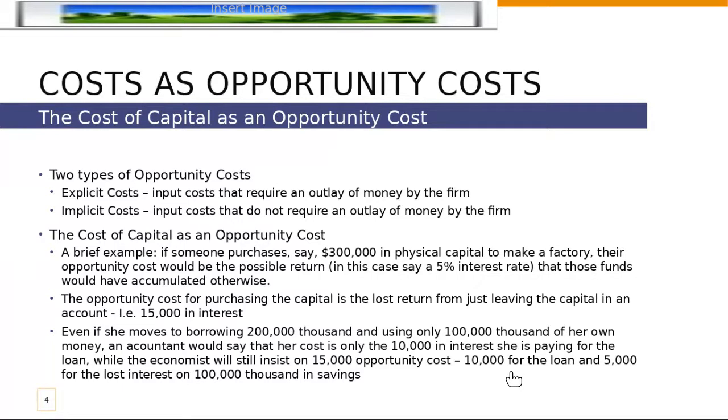Economists would go, wait, no, you still gave up a 5% interest rate return on the $100,000 you spent of your own money. So implicitly, there's an additional $5,000 in cost here that needs to be added. So the breakdown is: an accountant looks at explicitly what she has to pay money for, the $200,000 loan, $100,000 of her own money on capital, plus the 5% interest rate on the $200,000 loan. The economist takes all those and factors in the $5,000 she lost by spending $100,000 of her own money instead of saving it.